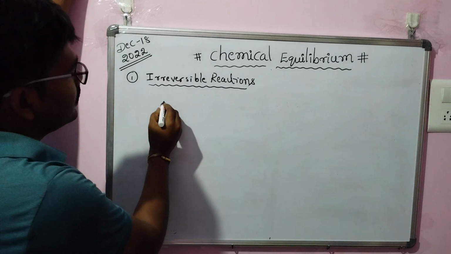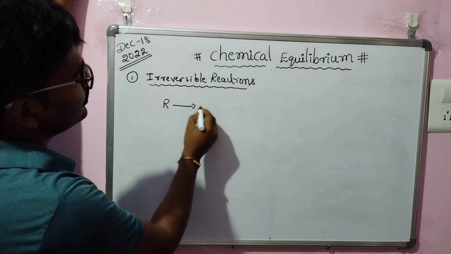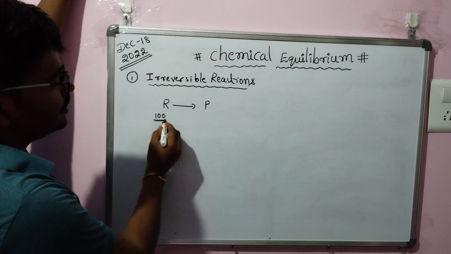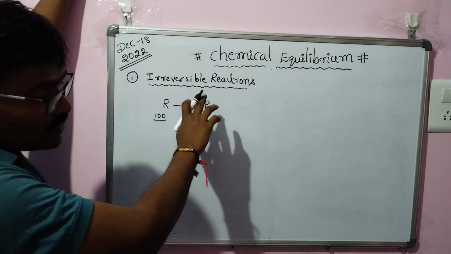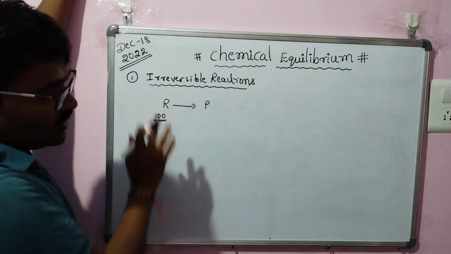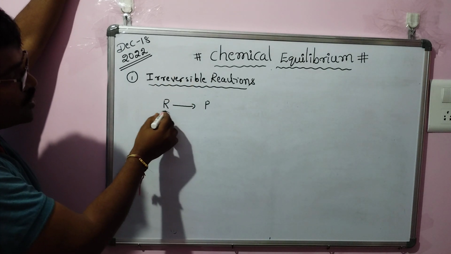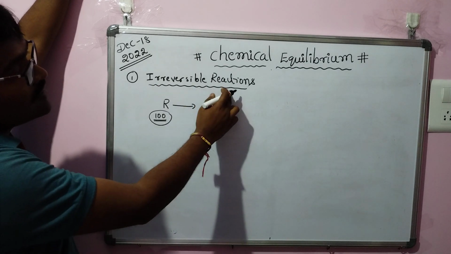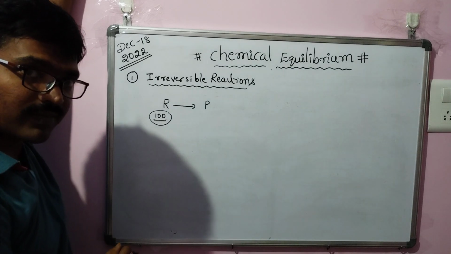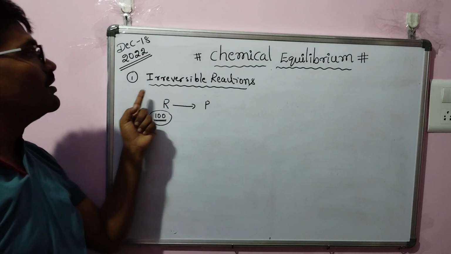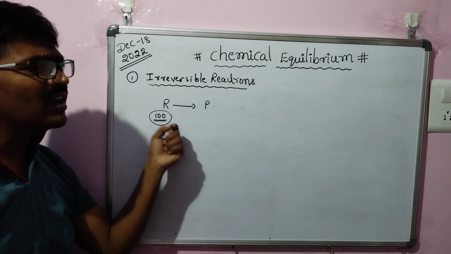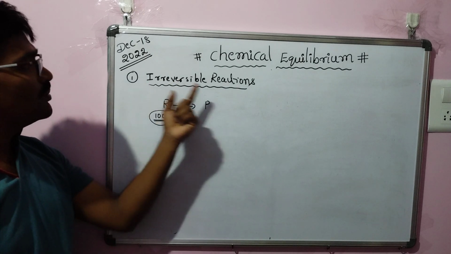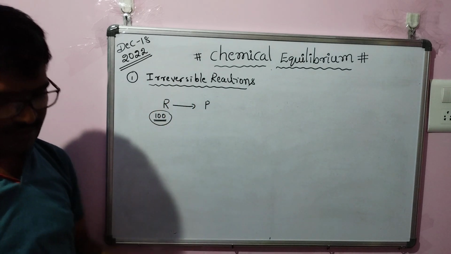For example, a reactant can be converted into a product. Here, if you take 100 molecules of reactant, then all 100 molecules are converted into product. That means almost all the reactants can be converted into a product. Such types of reactions we call irreversible reactions. Are you getting my point? So irreversible reactions are nothing but reactions that are almost complete, with the reactants almost consumed.